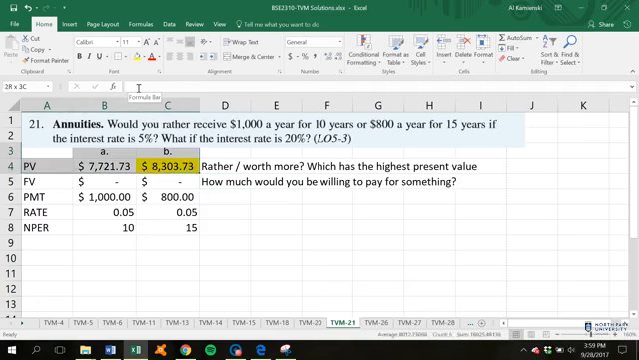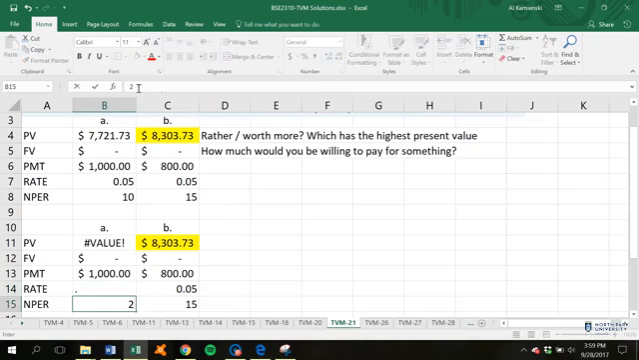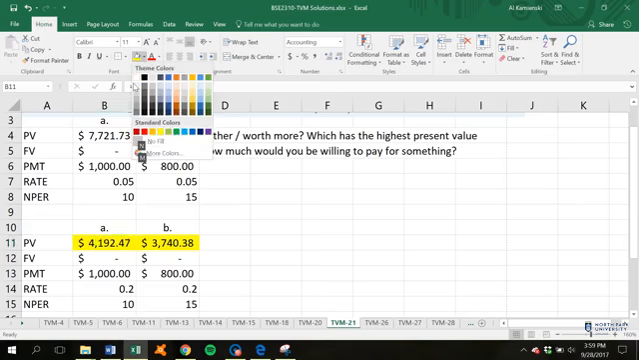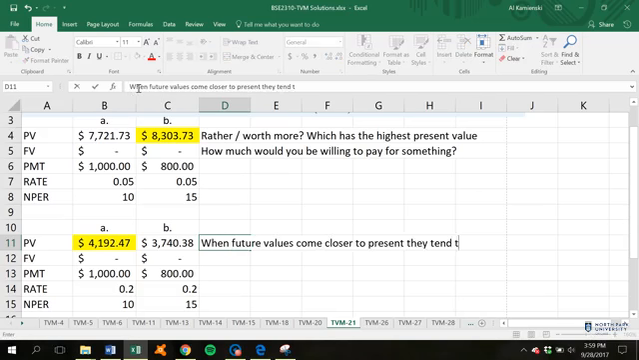Now, the beautiful thing about Excel, if I copy these things, come down here and paste it down, the only variable that's changing here is a rate of 20%. Once I've got my new rate in, you can see that in this case, the value of worth switches from the second cash flow stream to the first cash flow stream. And the reason being is when future values come closer to present, they tend to be worth more. We can see that down here.